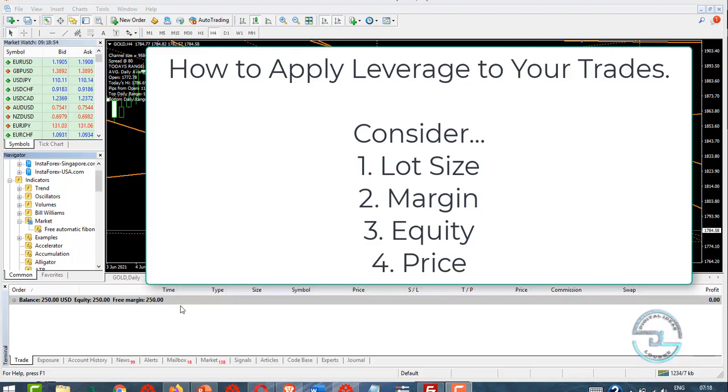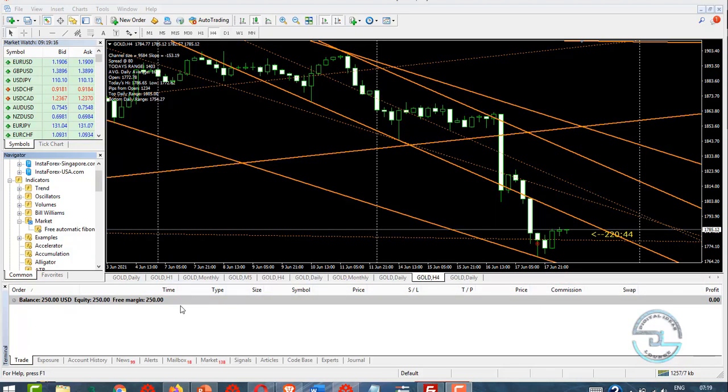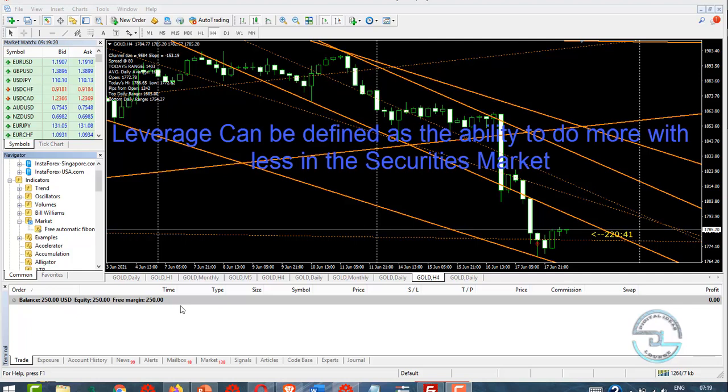Now, people just talk about leverage. How do you know what amount of leverage you have taken, or how is it applied to your trade? So first, that will lead us to defining what leverage is. Leverage is taken from the word lever. So leverage is defined as an ability to do more with less in the securities market. So, the ability to do more with less.